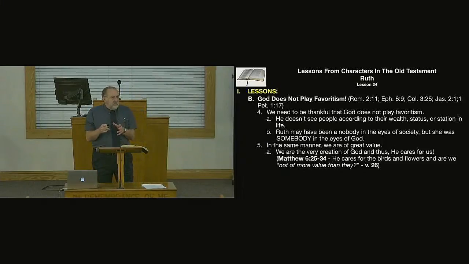So let's not minimize verse 33 about putting God first, but let us realize in what we're studying here in the book of Ruth that God doesn't show favoritism, and if God watches over the birds and the flowers, that is a part of his creation, we too are a part of that creation. And Jesus has very plainly said, we are of more value than that.